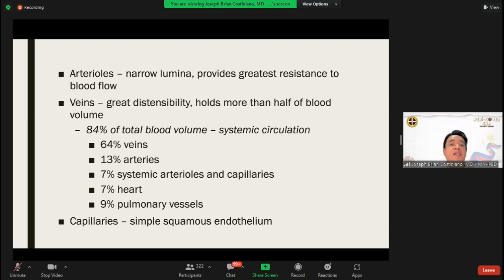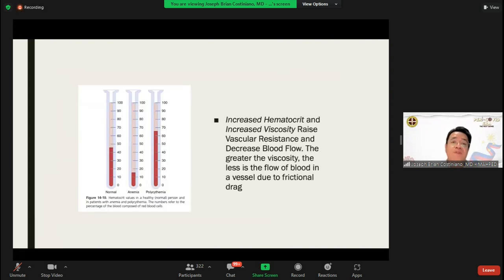Your arterioles provide the greatest resistance to blood flow, not your capillaries, no? Not your arteries. It is your arterioles. Okay, and veins, again, capacitance, great distensibility, contains 84% of your total blood volume, and then your capillaries are composed of simple squamous endothelium that promotes exchange of your nutrients.